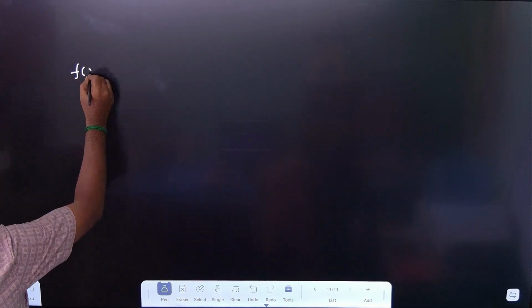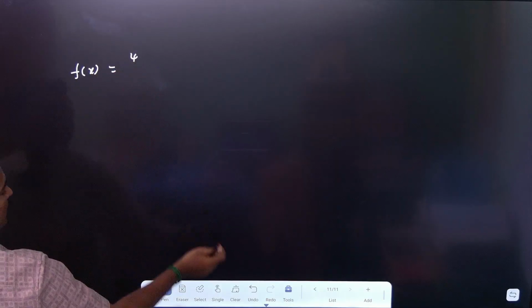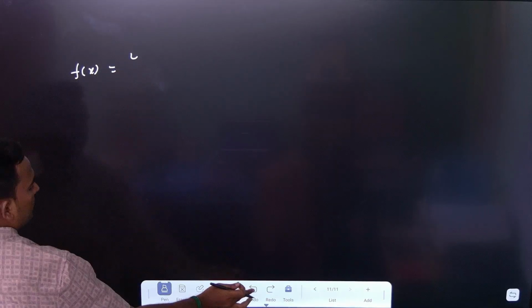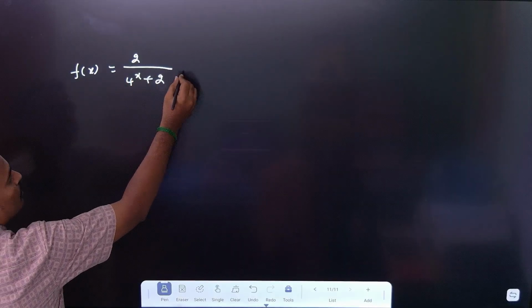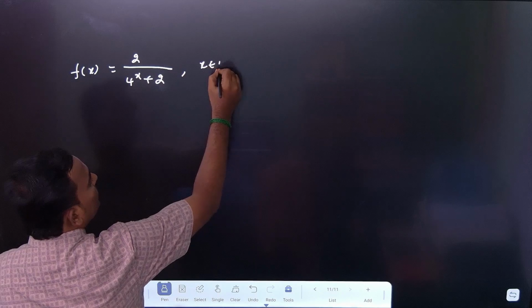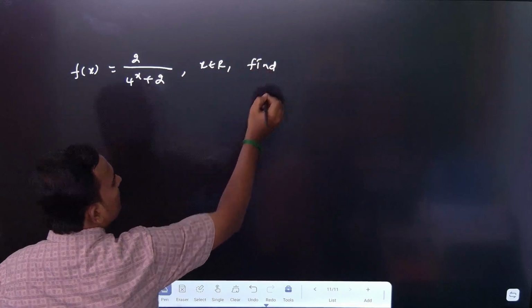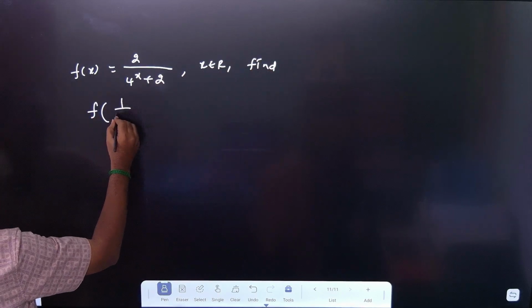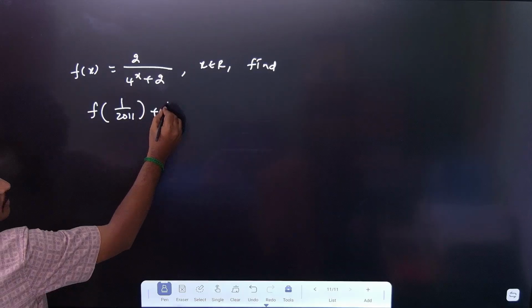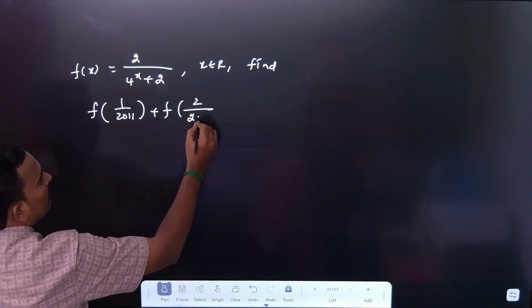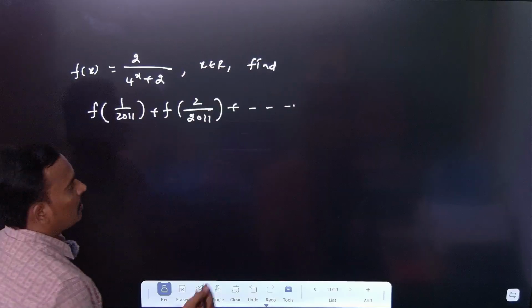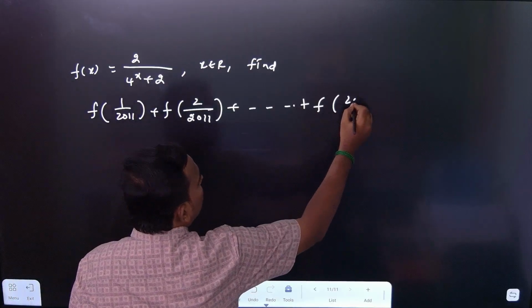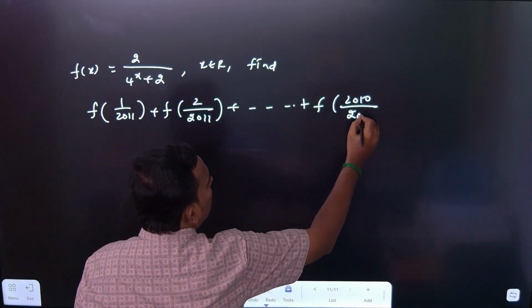So f of x is equal to 2 divided by 4 power x plus 2. Okay, 4 power x plus 2. For x belongs to R, find f of 1 by 2011 plus f of 2 by 2011, and so on. We need up to f of 2010 divided by 2011.